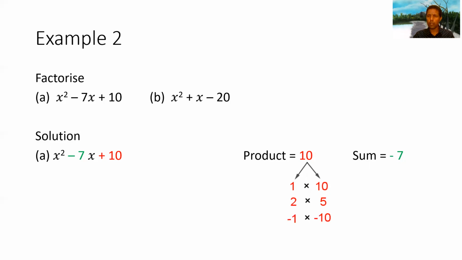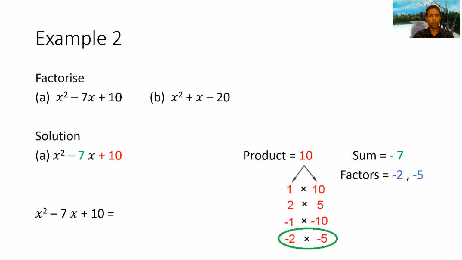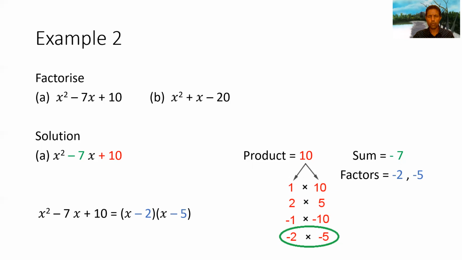We know that negative 1 times negative 10 is 10, but negative 1 plus negative 10 is negative 11. We also know that negative 2 times negative 5 is 10, and negative 2 plus negative 5 is negative 7. Therefore, the factors we're looking for are negative 2 and negative 5. So when we factorize x squared minus 7x plus 10, we have (x minus 2) into (x minus 5).